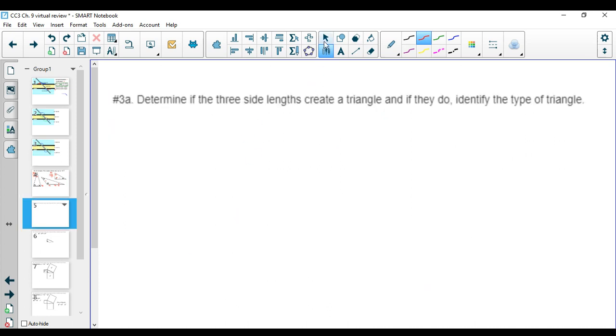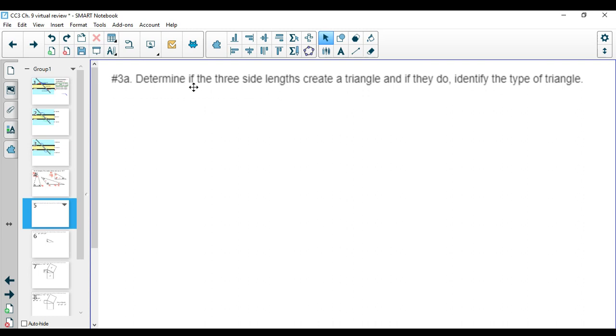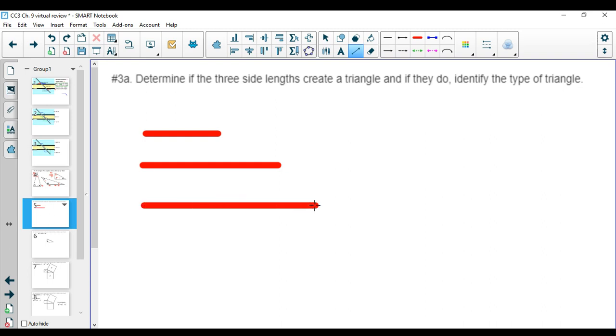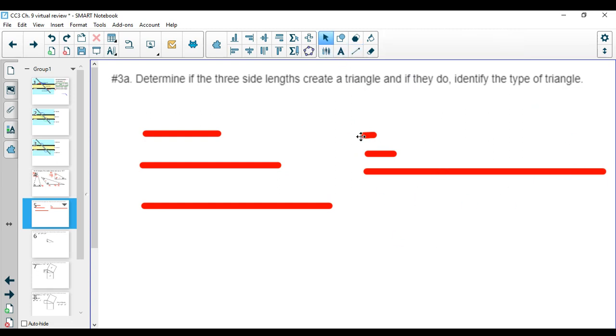In the next one, it said, determine if the three side lengths create a triangle, and if they do, what kind of triangle is it? So if we have three side lengths, those appear like they're going to make a triangle. I can make a very dramatic example. Will these three side lengths create a triangle? And in that one, no, they won't. These two are too short.